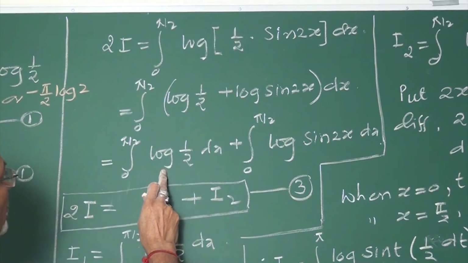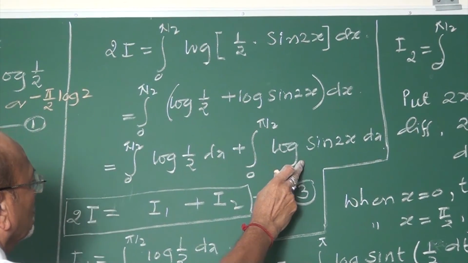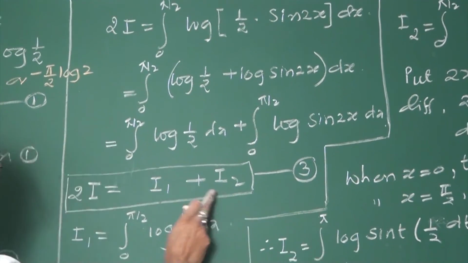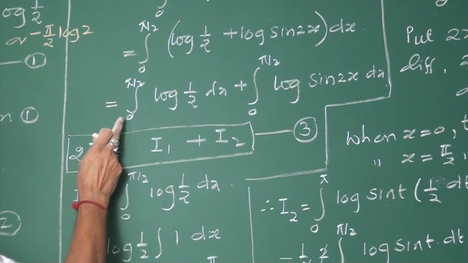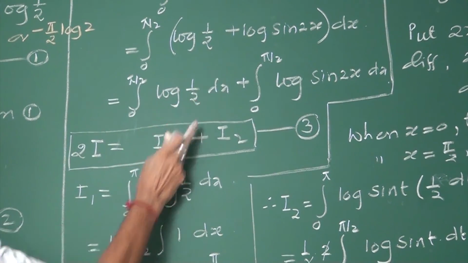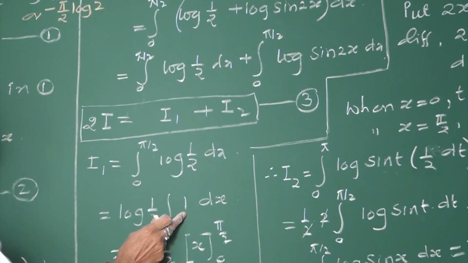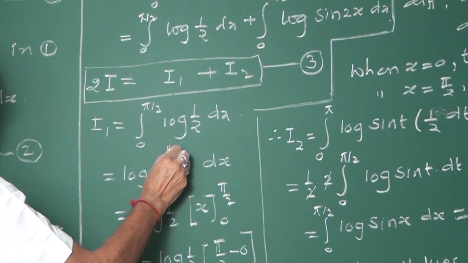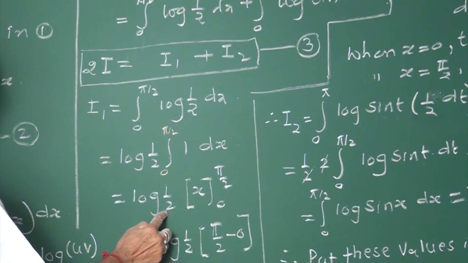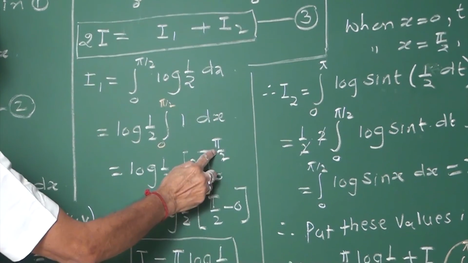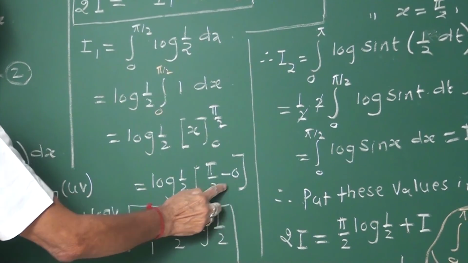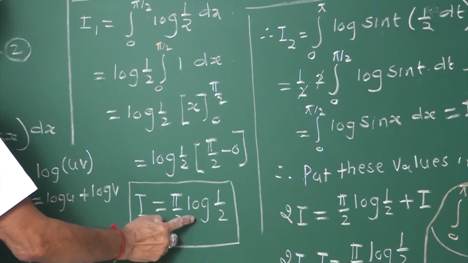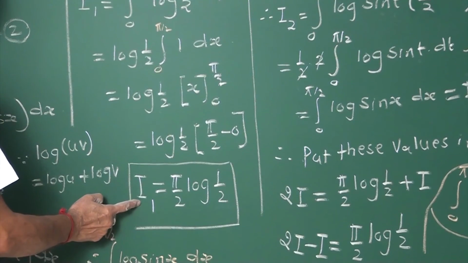First integral I1 plus second integral I2. First, take the first integral I1, 0 to pi by 2 of log 1 by 2 dx. Take log 1 by 2 outside, remains the integral of 1 dx, which is x, upper minus lower. Pi by 2 into log 1 by 2, which is I1.